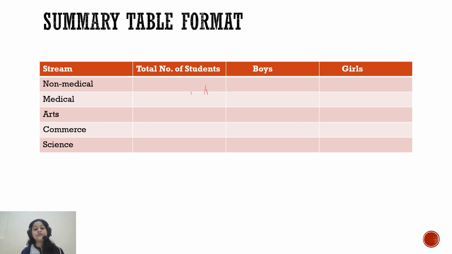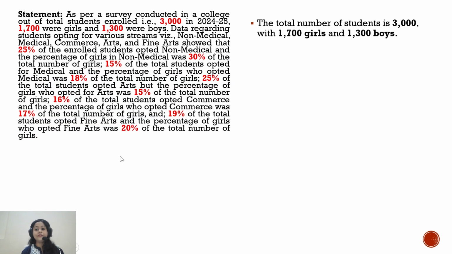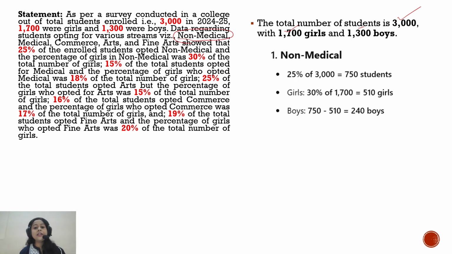So let us start by finding the total number of students opted for each course and the girl students opted for each course, because these 2 pieces of information are given. These absolute values are already given: the total number of students is 3000, with 1700 girls and 1300 boys. So first we will calculate for the first stream, that is non-medical. How can we calculate that? We already know the formula for percentage.